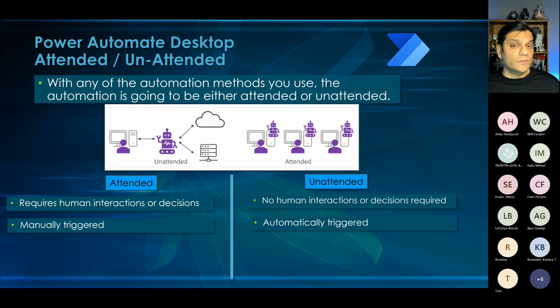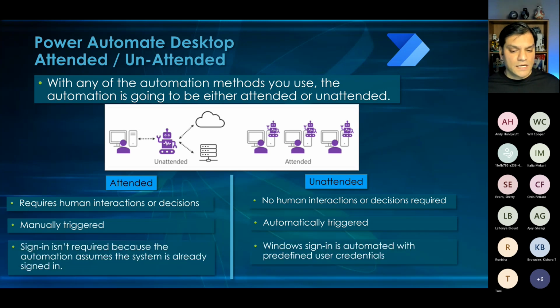But I can also schedule my flows and go completely unattended. So I can do it both ways. Purely attended means manually triggered, which I'll be demoing. Unattended can be automatically triggered. It can be triggered based on a trigger of some connector, like an email coming in or something happening, or you just schedule it. You can do it either one of those ways.